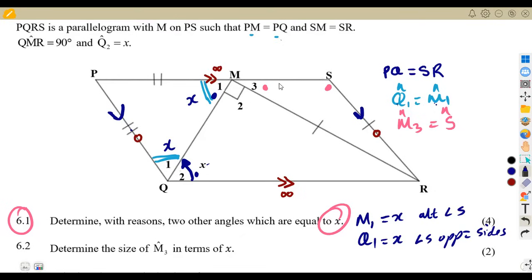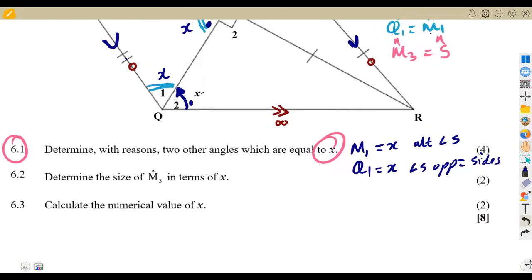So is there any other x? Let's see. All right, so that is the only part that we have. We do not have a part that we can even create a Z. All right, so for the meantime, that is what we only have, where we have got x, 4 marks for that. All right, so 6.2, determine the size of M3 in terms of x.